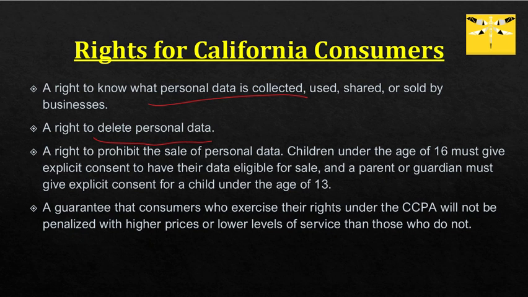The law has explicitly protected children under the age of 16. It says that children under the age of 16 must give explicit consent to have their data eligible for sale, and a parent or a guardian must give explicit consent for a child under the age of 13.